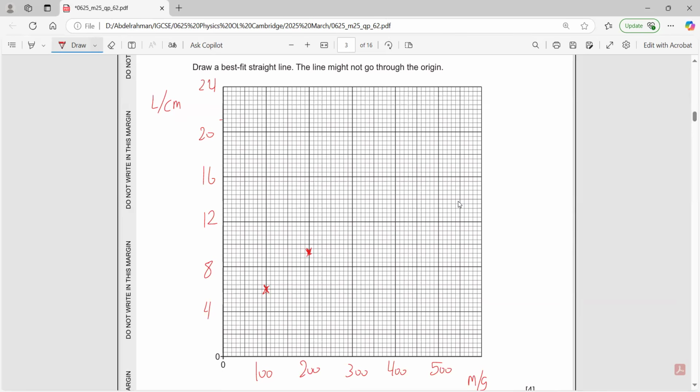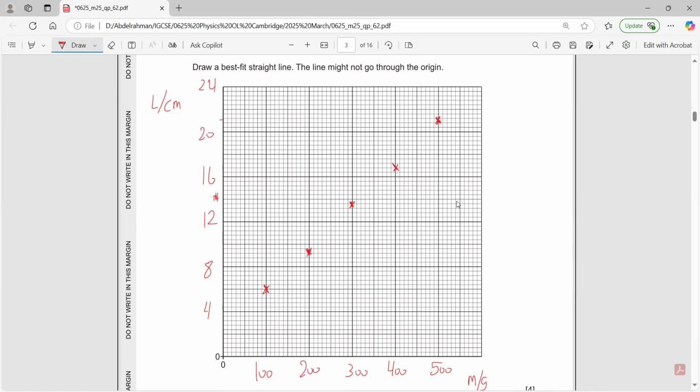313.6. Again, this is an exact point. Why? Because it's 1 square below 14. This is 14, and it's 1 square beneath it. This is 13.6. Next point is 416.8. Again, this is an exact point, 2 squares above 16. Last point is 521. This would be 2.5 squares above 20, so at this point.